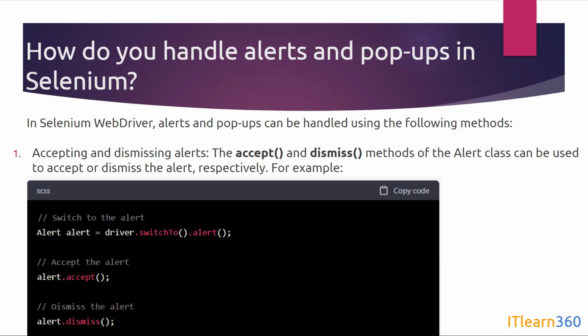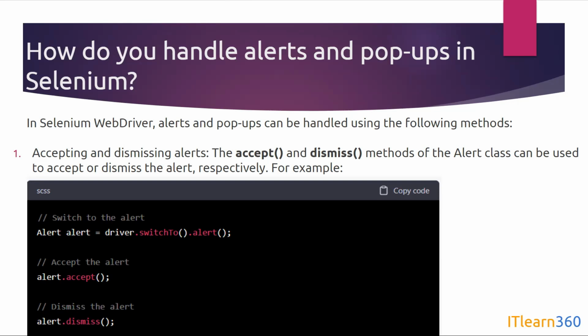Now, this is one of the most important questions, and you can say it's mostly asked in interviews: how to handle alerts and pop-ups in Selenium. You can approach this question in 2 ways. Either you can talk about the differences, or you can just say how to handle these alerts. Basically, we have 3 different types of alert. In one of them, we just confirm that you are going to accept the alert, so we use the accept method there.